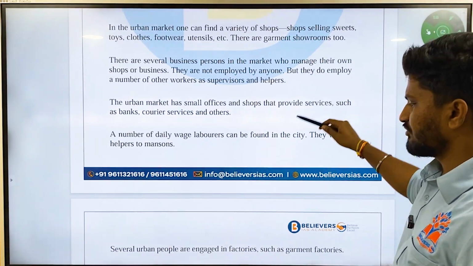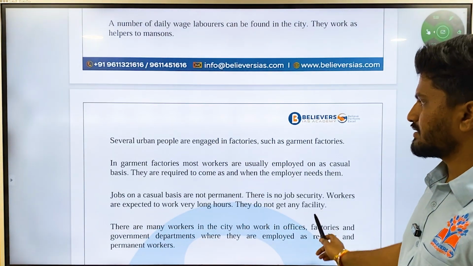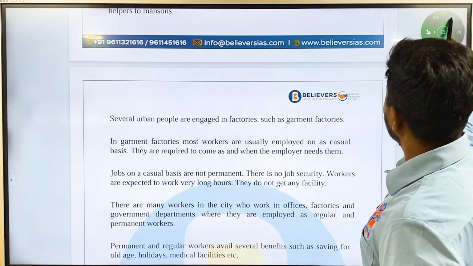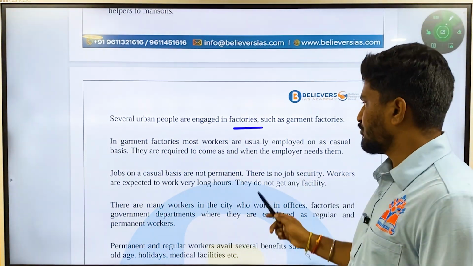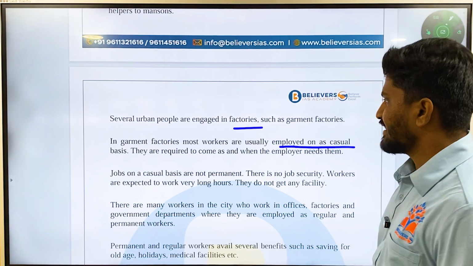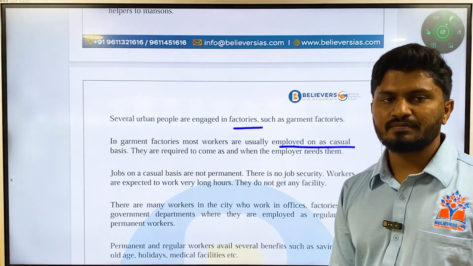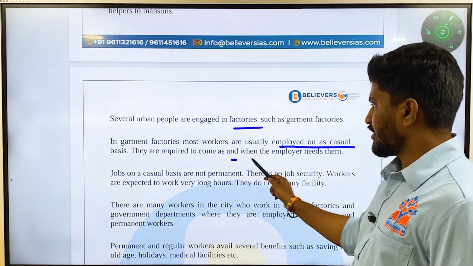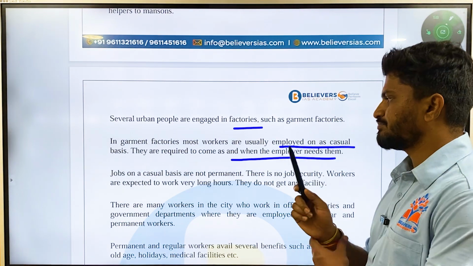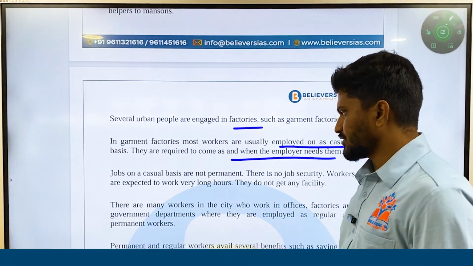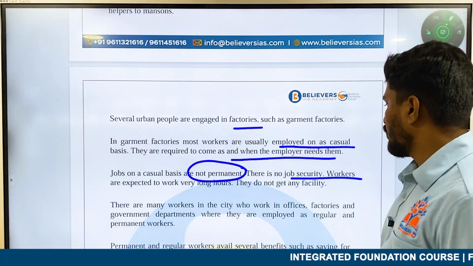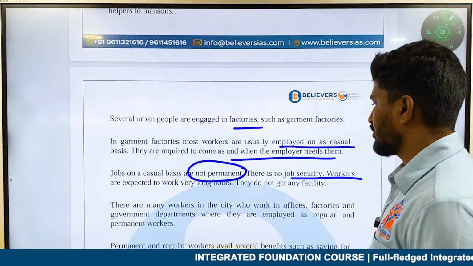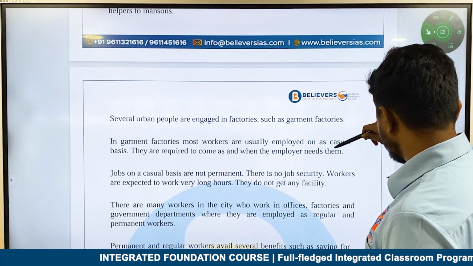There are different types of works or livelihoods. Okay, the example they are giving here is that several urban people are engaged in factories such as garment factories. In a garment factory, most workers are usually employed on a casual basis, meaning there is no permanent basis. They are required to come as and when the employer needs them. Jobs on a casual basis are not permanent. There is no job security, and workers are expected to work very long hours and do not get any facilities.